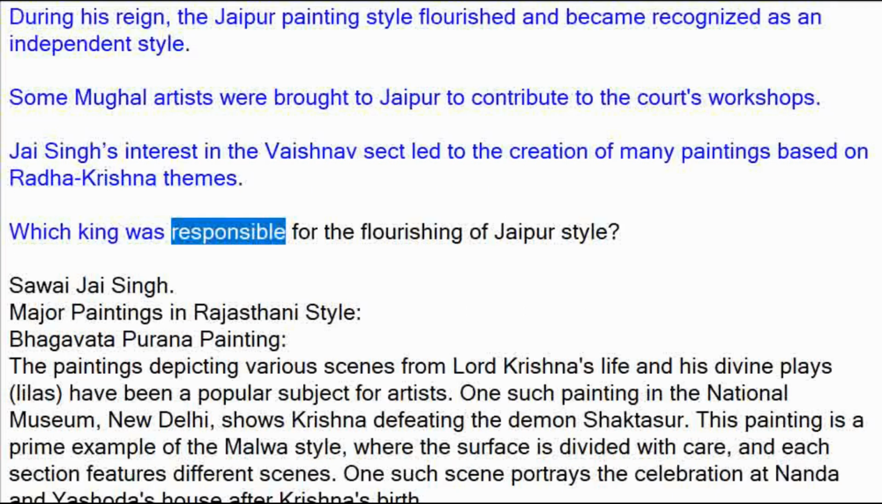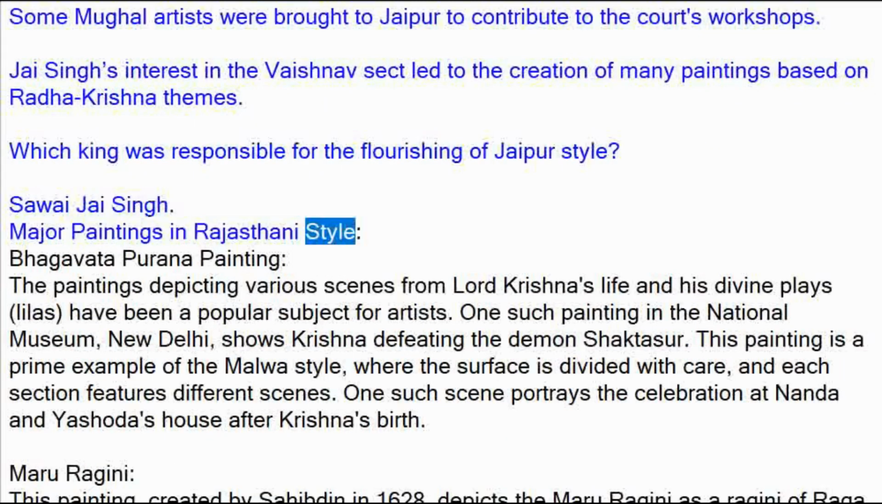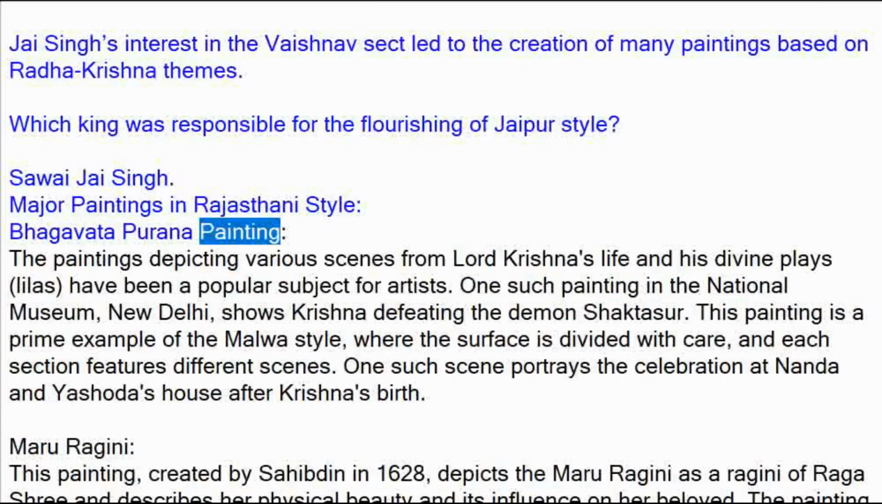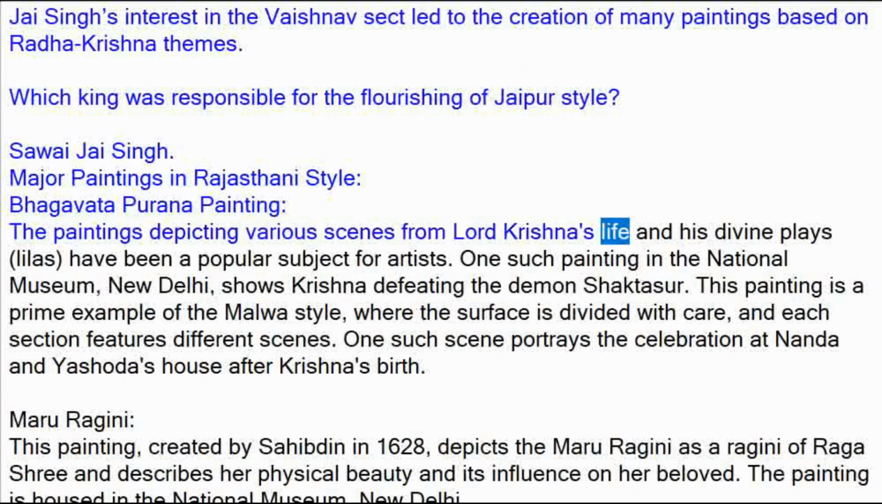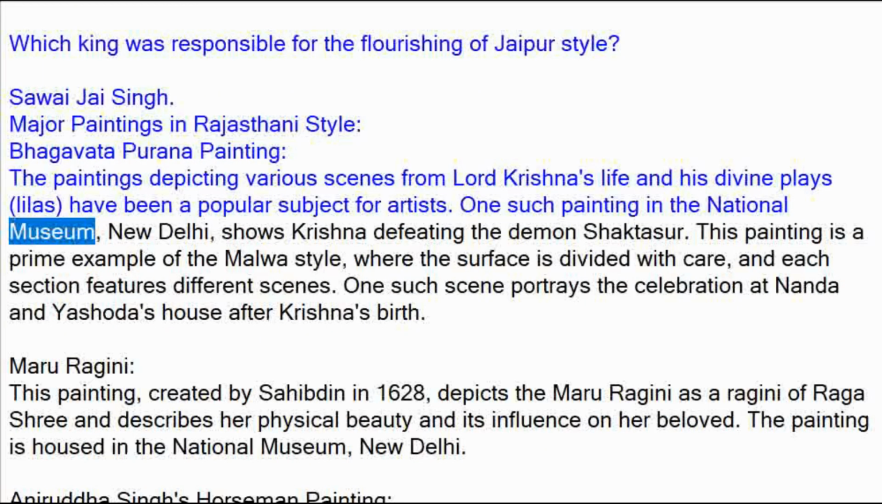Which king was responsible for the flourishing of Jaipur style? Sawai Jai Singh. Major paintings in Rajasthani style. Bhagavata Purana painting. The paintings depicting various scenes from Lord Krishna's life and his divine plays, Lilas, have been a popular subject for artists. One such painting in the National Museum, New Delhi, shows Krishna defeating the demon Shakatasura.